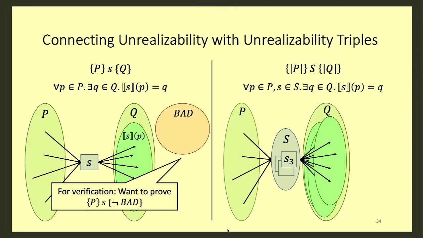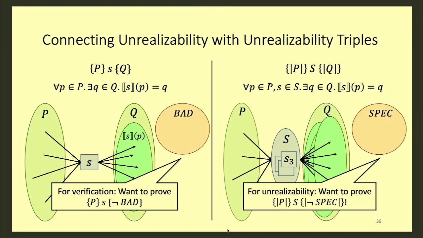And the same story applies for unrealizability logic. Given your specification, you want to prove that your post-condition Q does not intersect with your specification. The case is that because we're trying to prove unrealizability, your specification, which is normally the set of states that you're trying to reach, are the bad states. So as a triple, you simply want to prove that P S is not spec. And proving this triple is going to give you a guarantee that your synthesis problem is unrealizable. So you want to prove this triple.